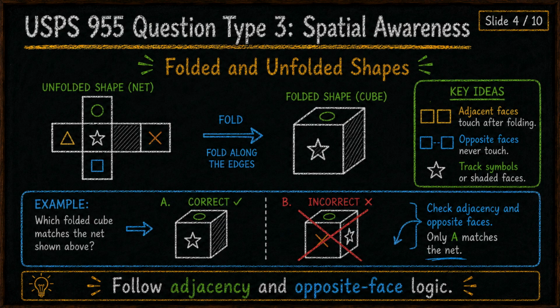Do not choose just because the visible symbols look familiar. Check whether the relationships are possible. Can those faces touch? Are they in the right order around the corner? Is one face incorrectly placed opposite another? The shortcut is follow adjacency. Check opposite faces. Track the symbols. A correct folded shape must respect the net.